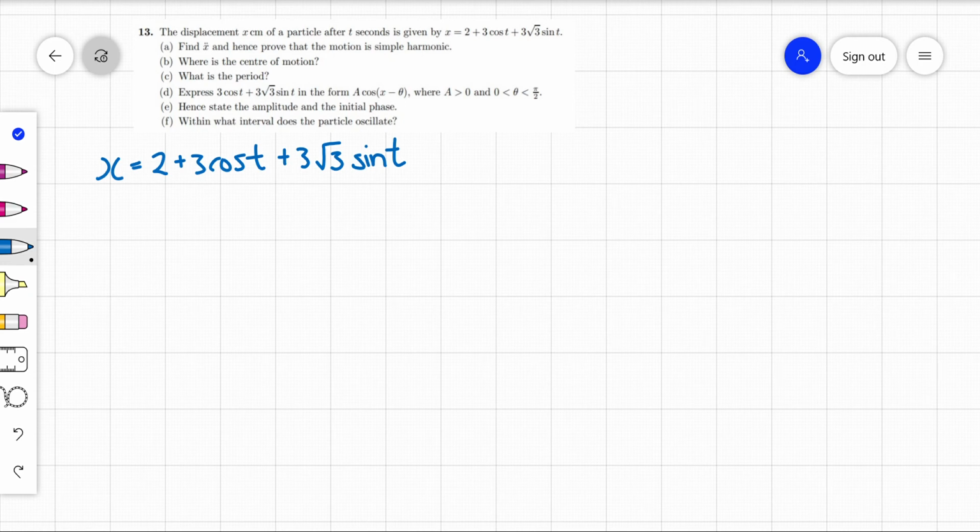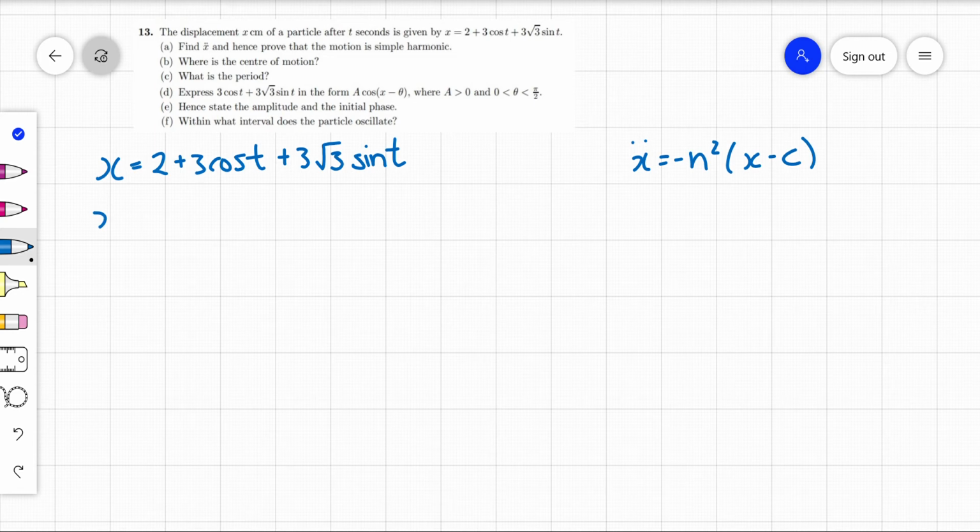So the first thing we have to do is prove that the motion is in simple harmonic motion, and they tell us how to do that. They say find x double dot. In terms of x double dot, remember if it's in simple harmonic motion, it needs to end up in this form. And that is on your reference booklet, so you don't have to remember that.